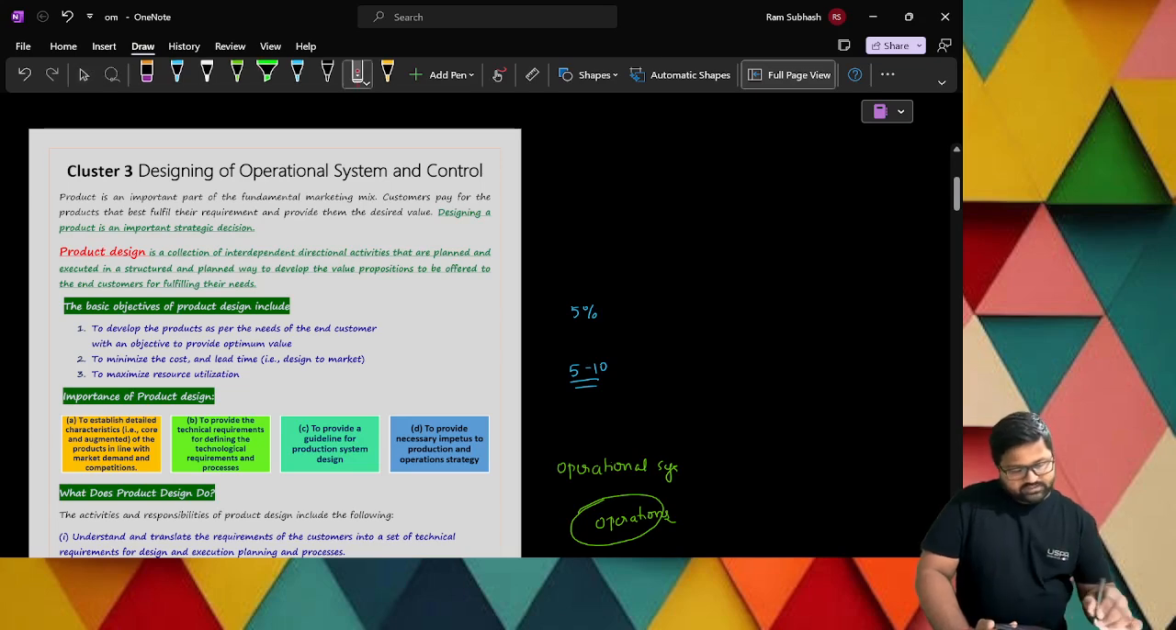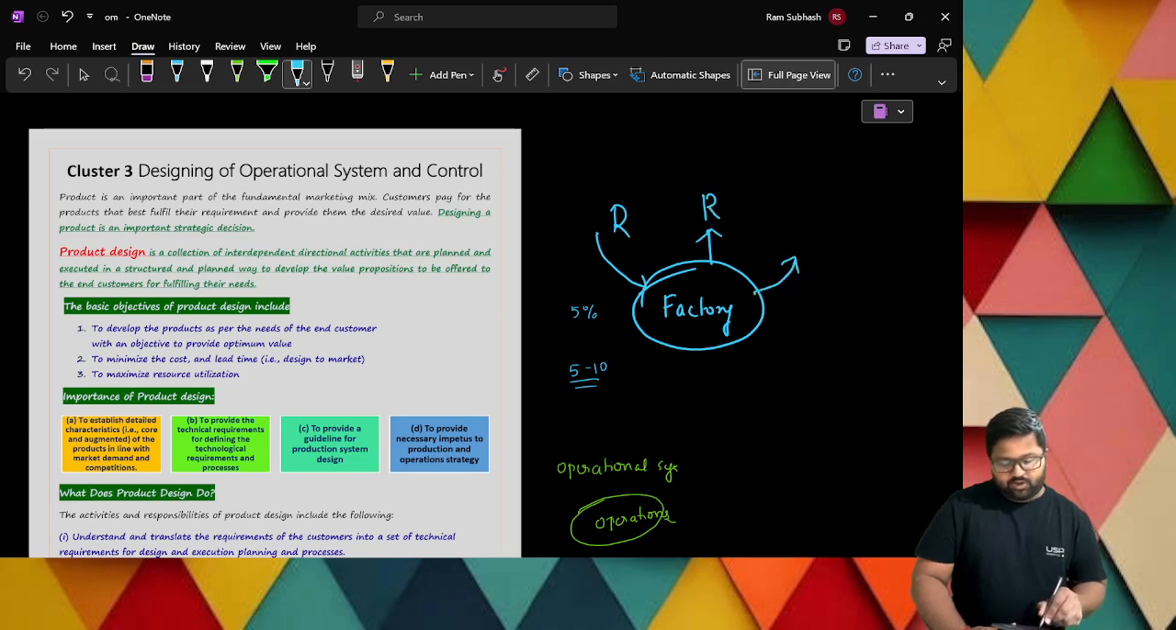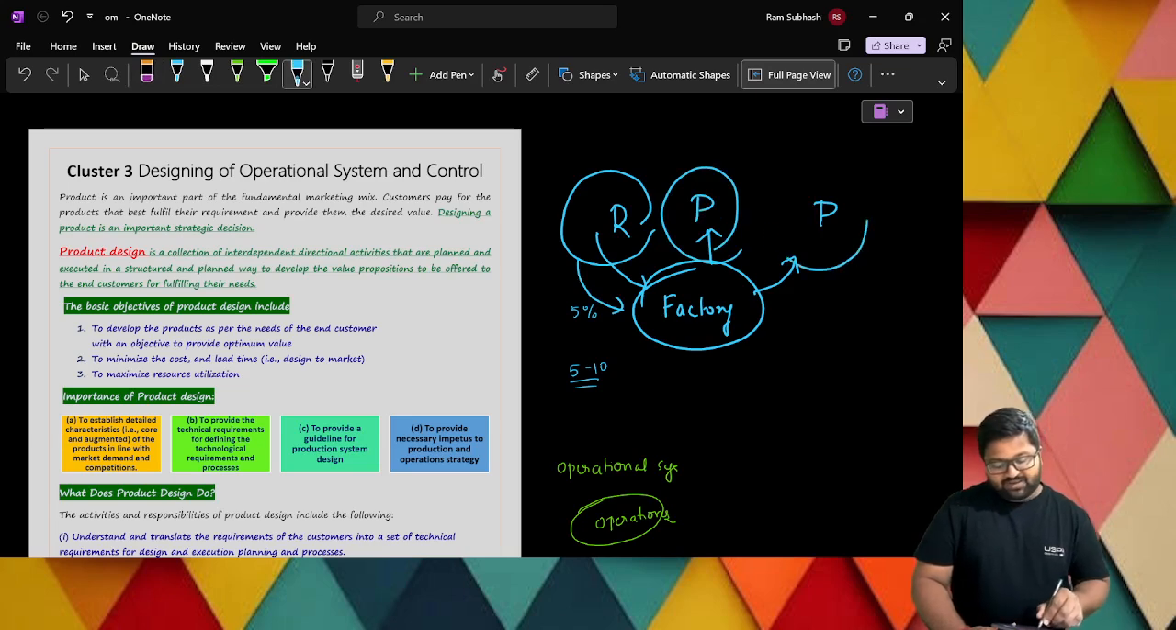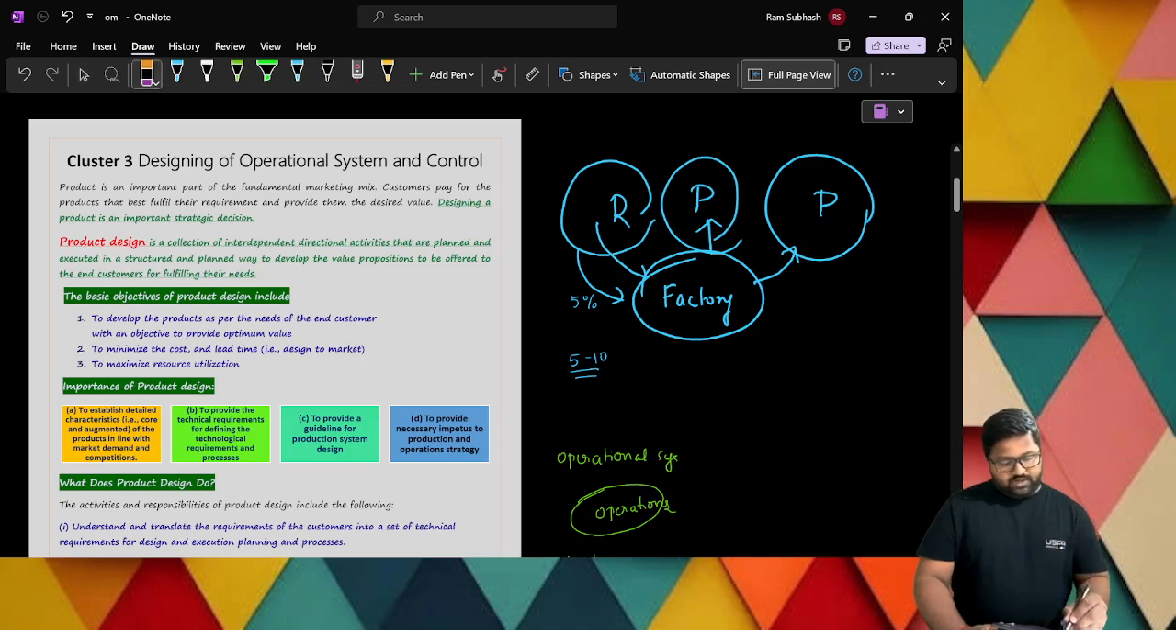What do we get from a factory? We get a product. We give input as raw material, the process is carried out, and the final outcome is a product. That is the final output of a factory or operational system. Is it done? Super. So we are getting the product.